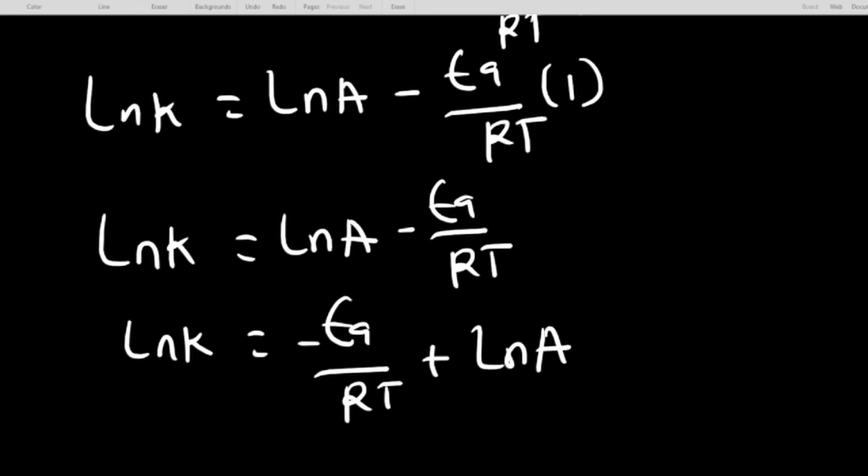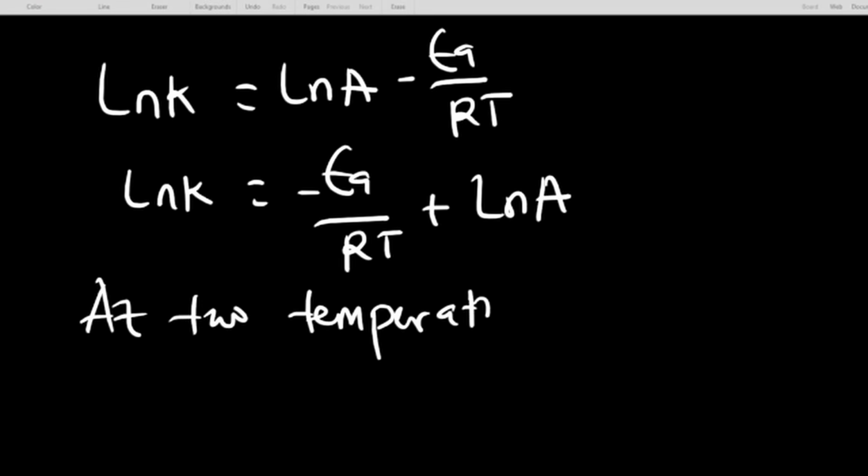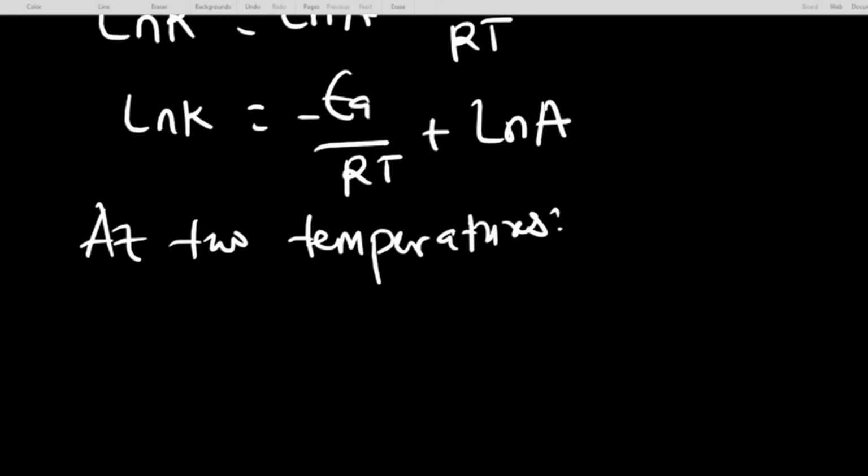Okay, so this is the expression that we want, and we're going to use this to derive the equation at two temperatures. So I'm going to say at two temperatures, the only things that are going to change are the rate constant and the temperatures. So we have ln K1, okay? When we have two temperatures, the temperatures are also going to affect the rate constant.